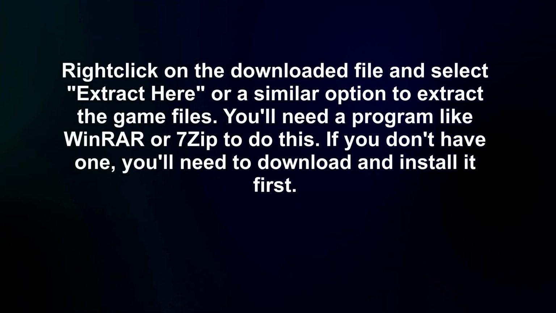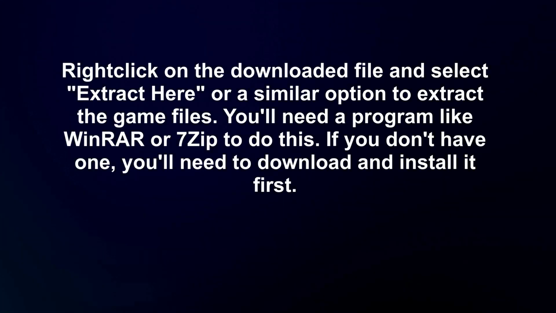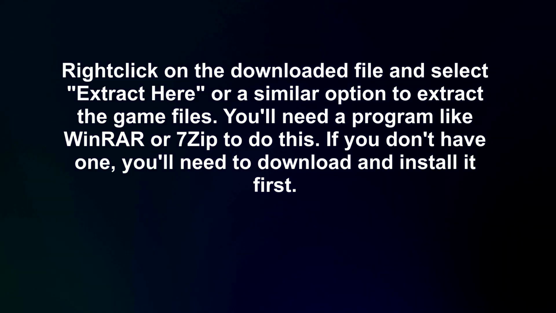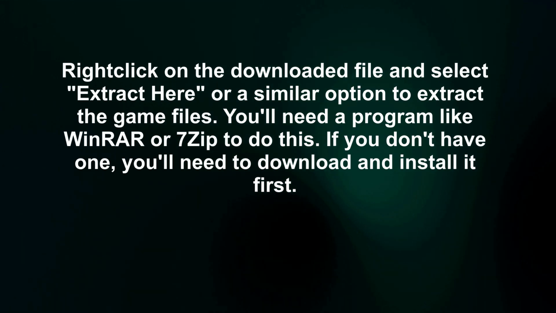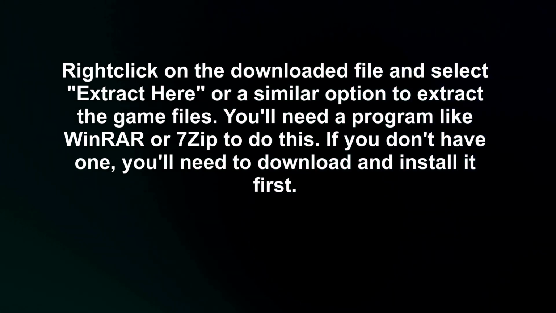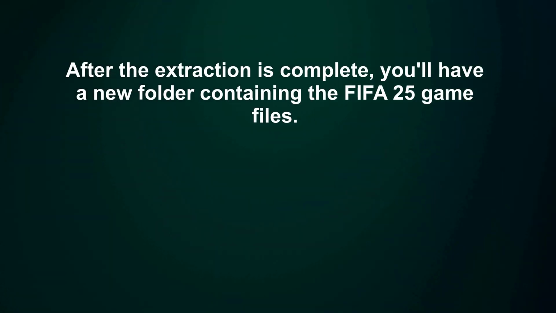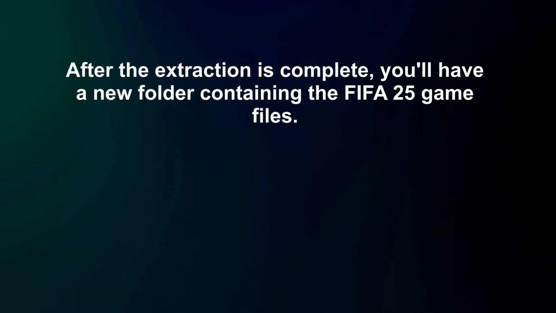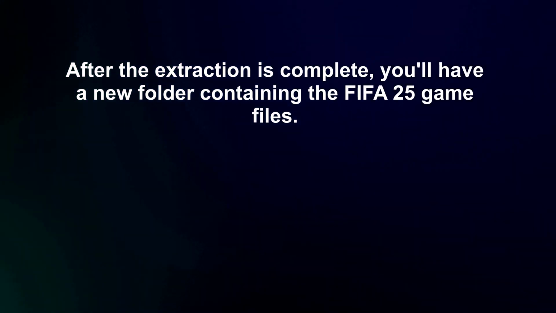Right-click on the downloaded file and select Extract here or a similar option to extract the game files. You'll need a program like WinRAR or 7-zip to do this. If you don't have one, you'll need to download and install it first. After the extraction is complete, you'll have a new folder containing the FIFA 25 game files.